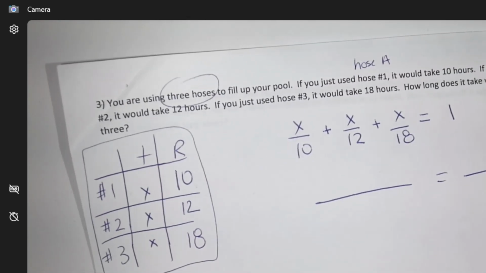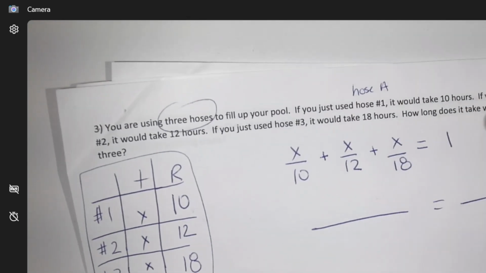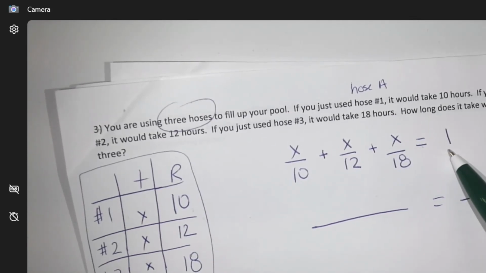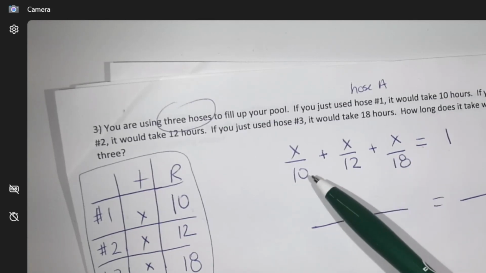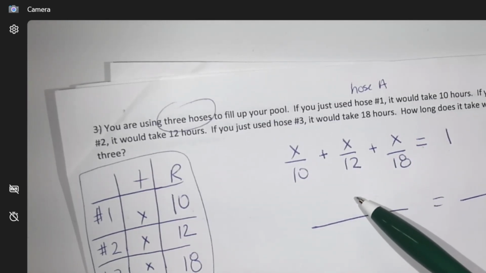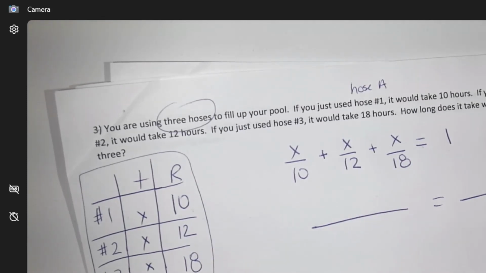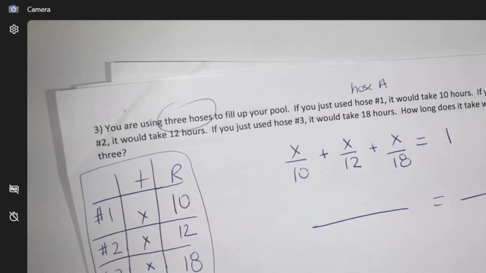Okay. I'm picking a common denominator. Why do you equal 1? Because these are all the jobs of the 3 of them, and when all 3 of them are working, they complete the whole job. The whole job is the 1. These fractions are just the portion of the pool that pool 1 fills up, the portion that pool 2 fills, and 3, and then together they all fill the 1 pool, right?